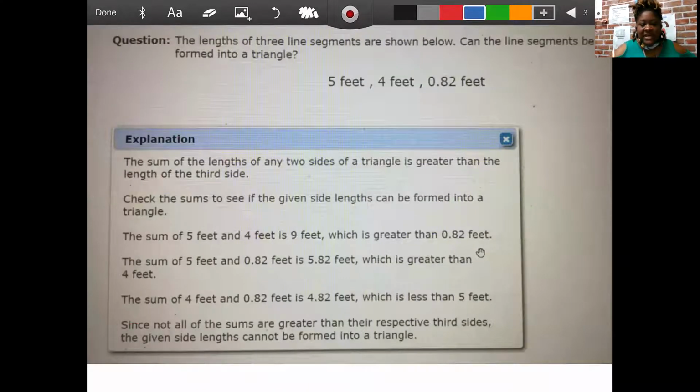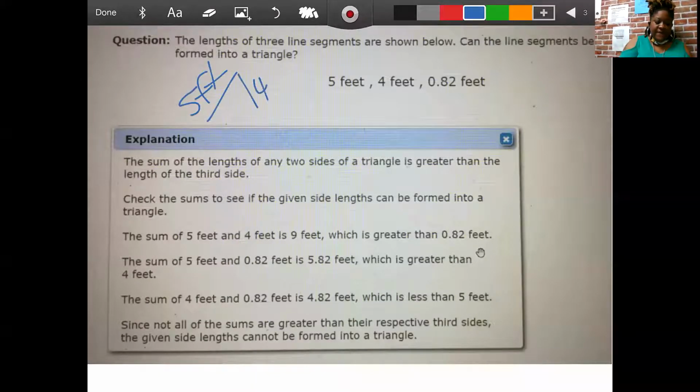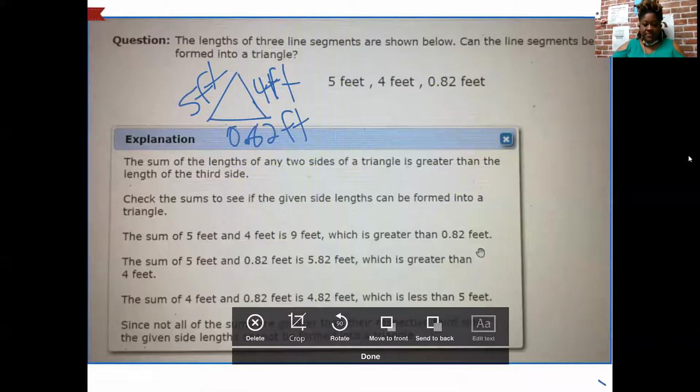All right, this is another key concept I had to review with my first period. They totally forgot this. So if you have a triangle, let me see if I can explain it a little bit better. One side is 5 feet, one side is 4 feet, and the last side is 82 hundredths feet. It's 82 hundredths, right? Because 82 pennies.